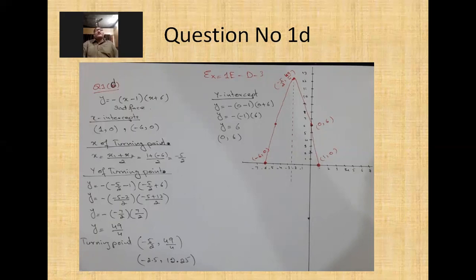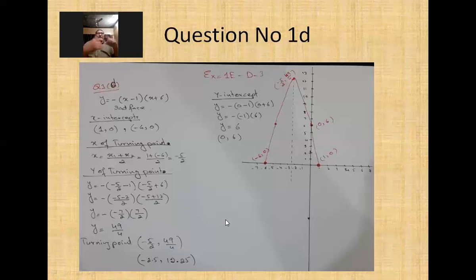If you want to find the y of the turning point, you take the original equation, and in the original equation, substitute the x with this value, minus 5 by 2. So here you can see I took the original equation, and in the x, I substituted minus 5 by 2. And we took the LCM inside, so it will be minus 5 minus 2 divided by 2. Here we also took the LCM, so it will be minus 5 plus 12 divided by 2. It will be minus 7 by 2. This will be 7 by 2. Outside we have a negative, so it will become 49 by 4. So the turning point's coordinates are minus 5 by 2 comma 49 by 4. So it's like minus 2.5 comma 12.25.